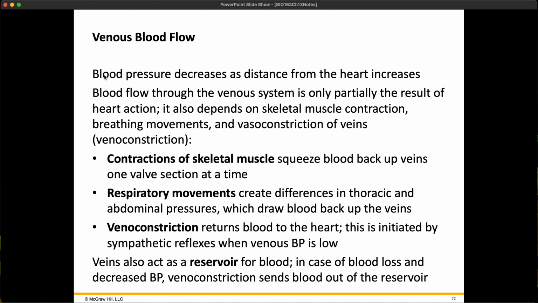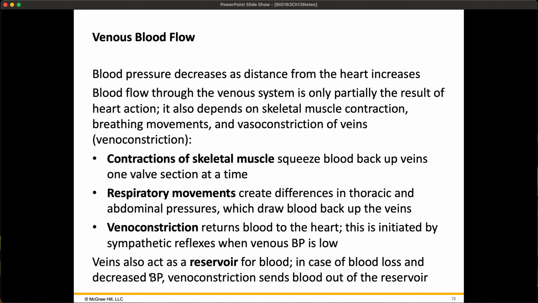And then venous blood flow. Blood pressure decreases as distance from the heart increases, so you can't rely on that to get blood from the veins back to the heart. So you're relying on the contractions of skeletal muscle. Moving your arms, moving your legs, walking around, that contraction and relaxation pushes blood up those veins and through the valves. Respiratory movements from your diaphragm and your thoracic cage, expanding and contracting, decrease pressure in the vena cavas and help to pump blood back to the heart.